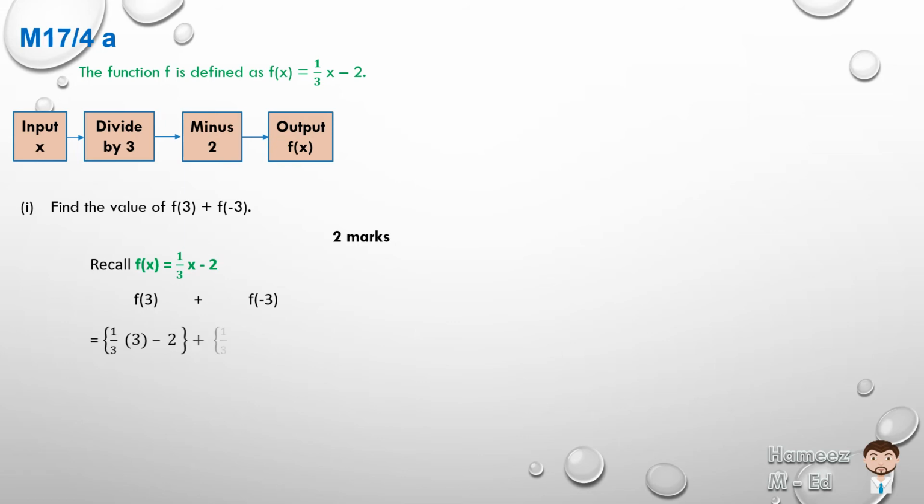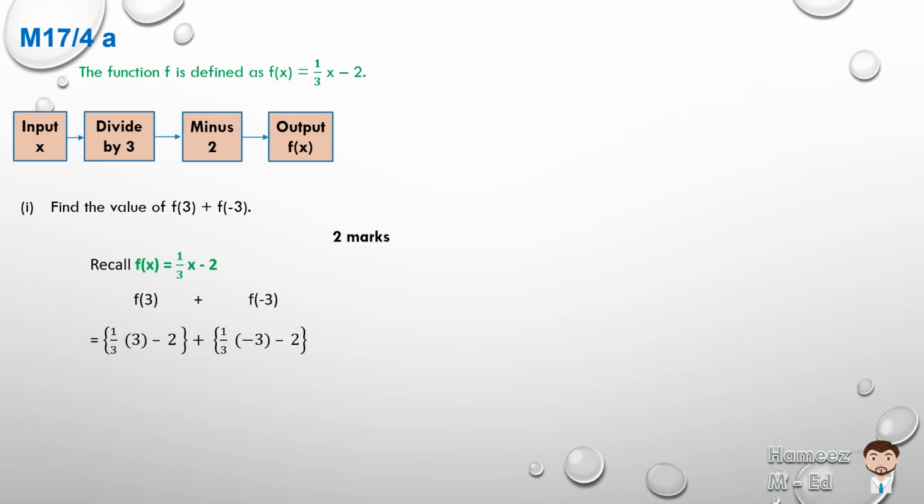f of 3 will be 1/3 times 3 minus 2. Remember, we're replacing the x by 3, plus 1/3 times minus 3 minus 2. Right? In both cases, we're replacing the x by these values. And the first term, 1/3 of 3, 3 into 3 is 1, 1 minus 2. That gives us minus 1.